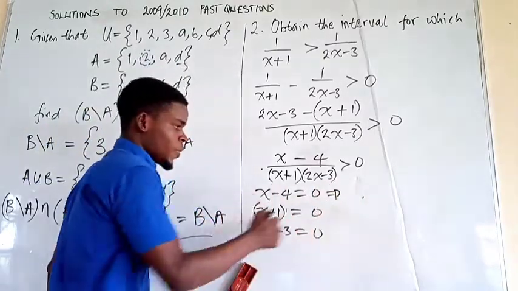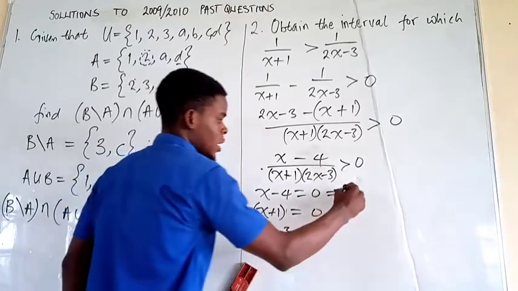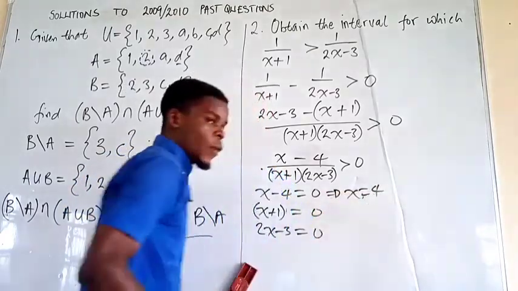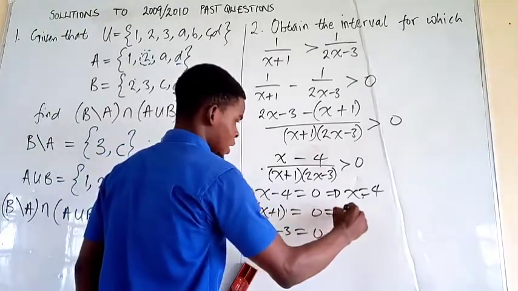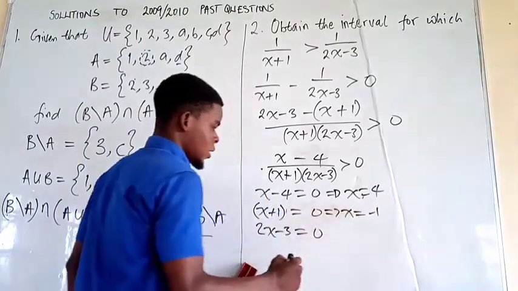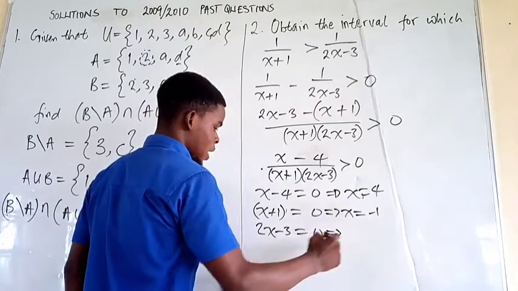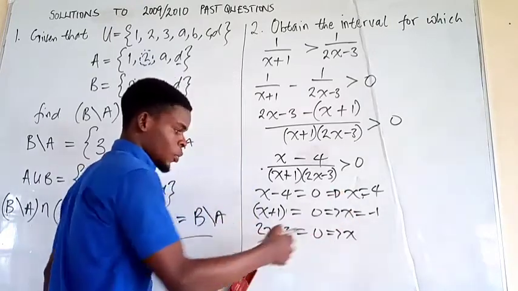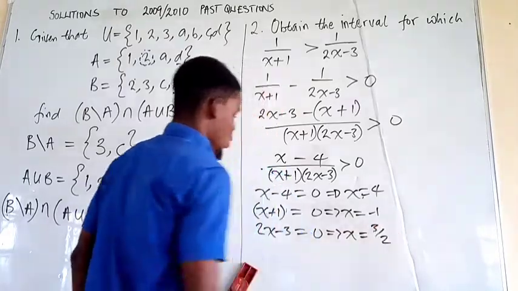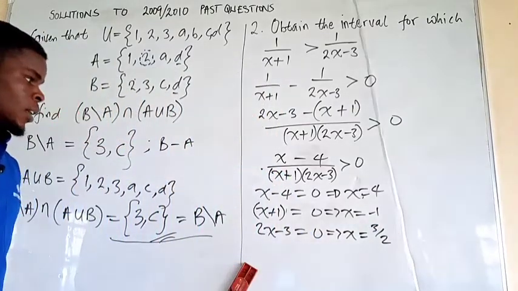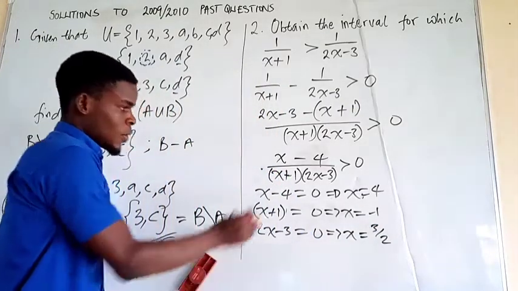So from the first equation here, we have that x is equal to 4. From the second equation, we have that x is equal to negative 1. And from the third equation, if you make x the subject of the formula, we just have 3 over 2. Alright? So this is how we are going to make use of those values.